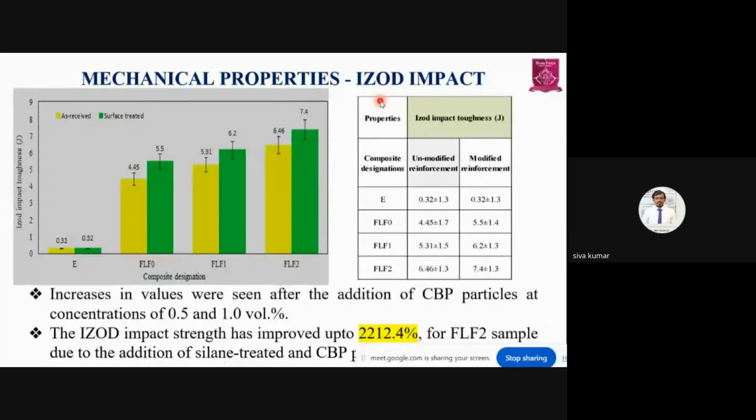And this is impact testing, Izod impact testing. There is very low impact strength in pure epoxy. FLF0 has a significant amount of improvement. Even more, if you treat with silane and CBP 1%, it increases up to 7.4 joules, because Izod impact is measured in joules, which is energy.